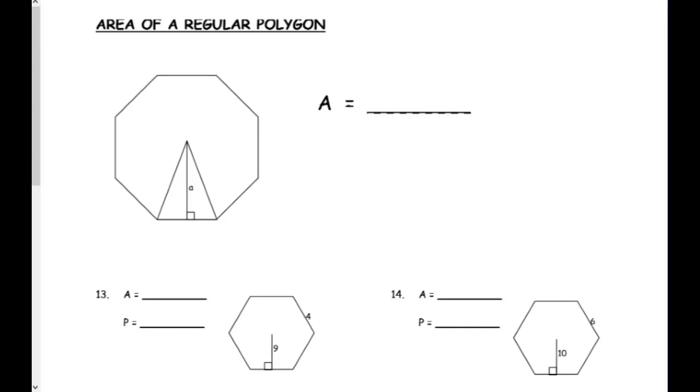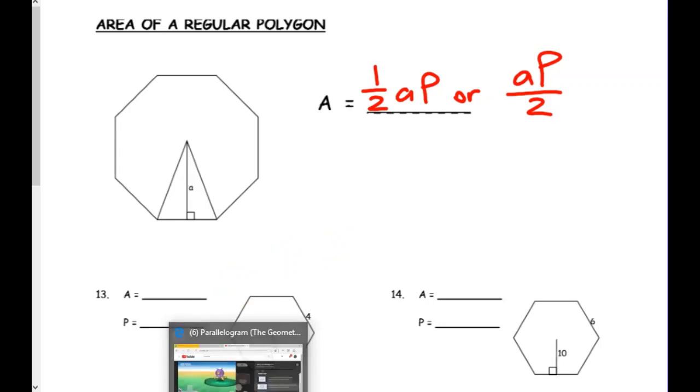Area of a regular polygon, okay? Now, this is going to use one of those new vocab words from the front page, okay? So, A equals 1/2 AP or AP over 2. Now, notice the capitalization and the lowercase, okay? 1/2 little a, big P, or little a, big P over 2, right?